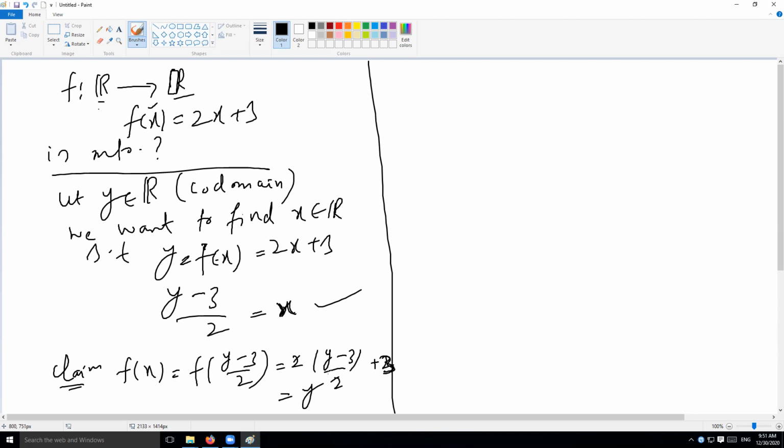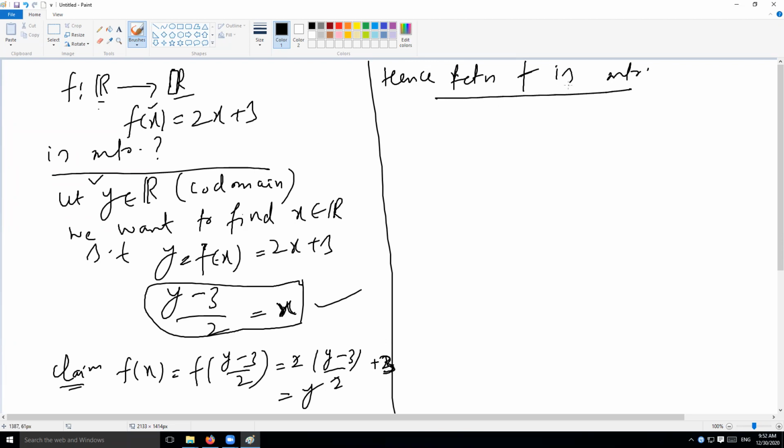Is that clear? So for an arbitrary y, we found an x such that when we apply f to that x, we get y. Hence, function f is onto. So that is essentially what you have to do in order to prove a function to be onto.